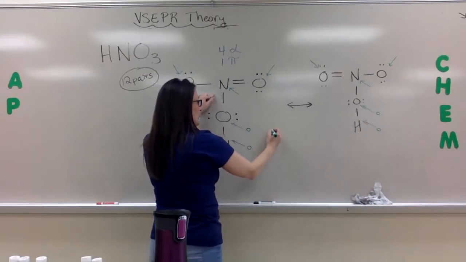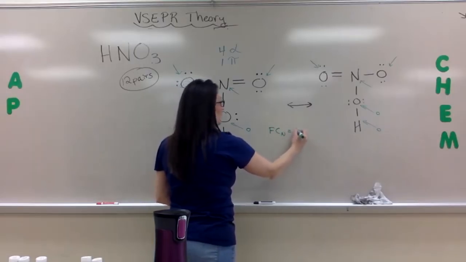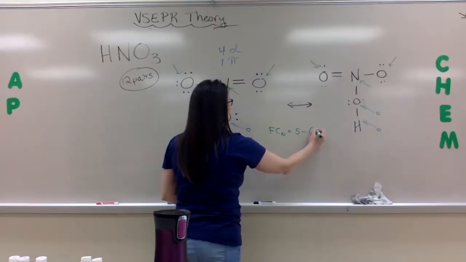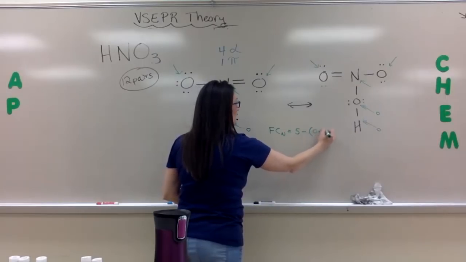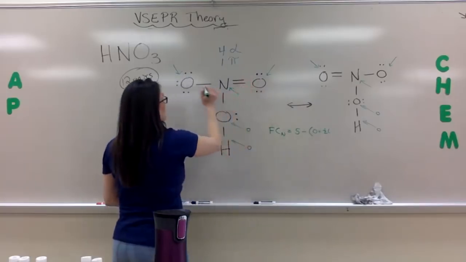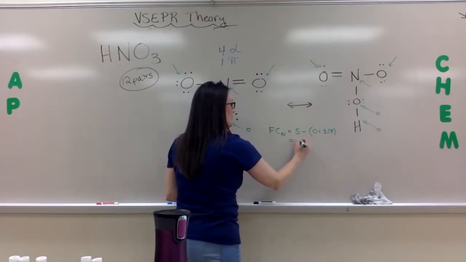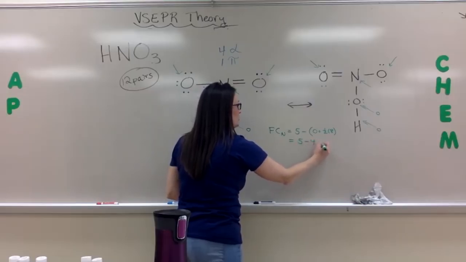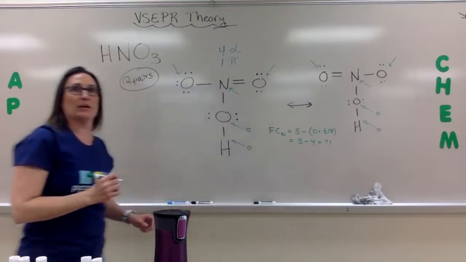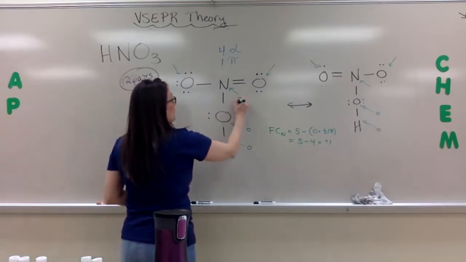This nitrogen has formal charge of N equals 5 minus 0 plus 1/2 of 8. Are we okay with that? Which is 5 minus 4, which equals +1. Are we fine with that? Everybody check it ahead of time? I'm going off the fly here. I think this is +1.